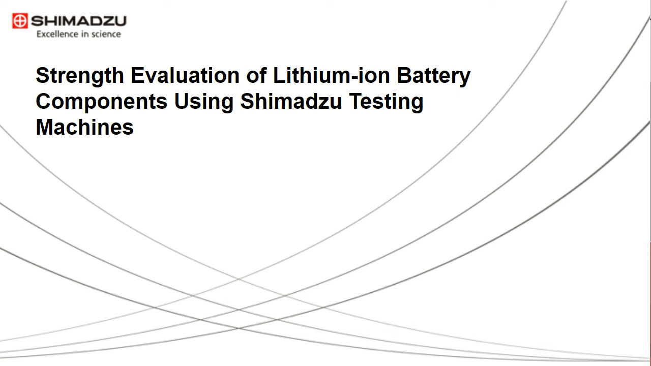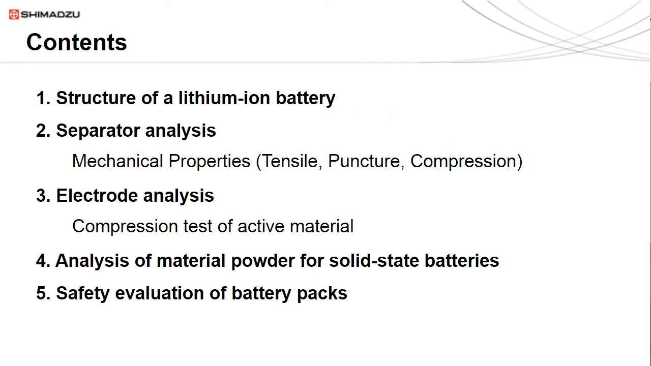Thank you for that introduction, Donald. Today I'll be discussing some strength evaluation techniques for lithium-ion battery components using Shimadzu testing machines. First, I'll give a brief overview of the structure of a lithium-ion battery and its components. Then I'll give some examples of mechanical testing of separators, including tensile, puncture, and compression testing. And then I'll discuss how to characterize electrode materials, specifically compression tests of active materials and powders used in solid-state batteries.